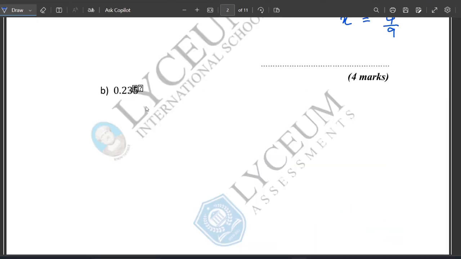Okay. Now we have 0.235. I think this is 0.235. These two are dotted. That means this number is repeating like this. The pair of 3 and 5 is repeating till infinity. Okay. So first I take this as x. Let's take 1, 2, 3, 4, 5 pairs.